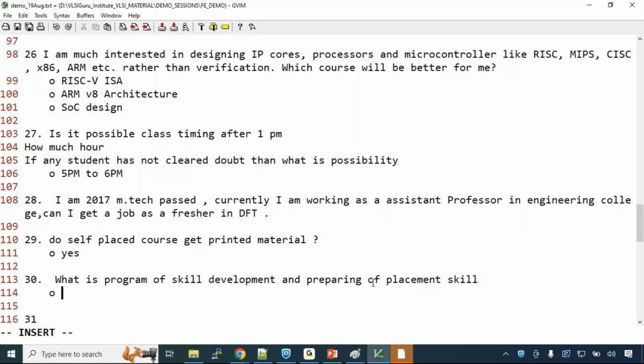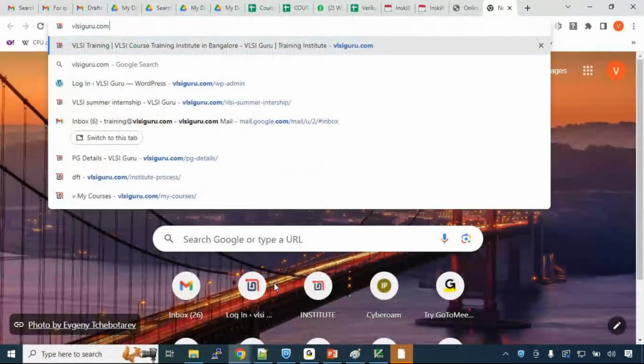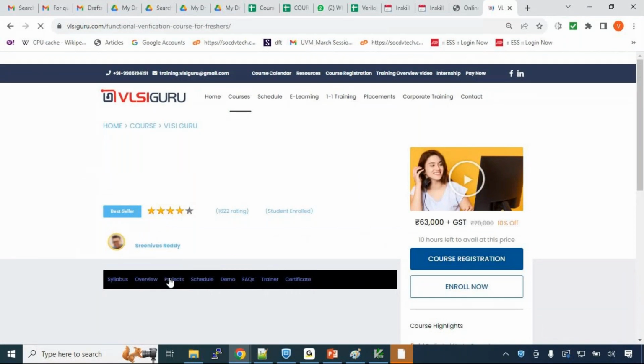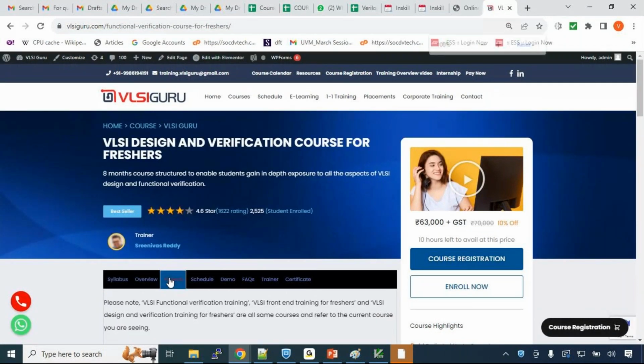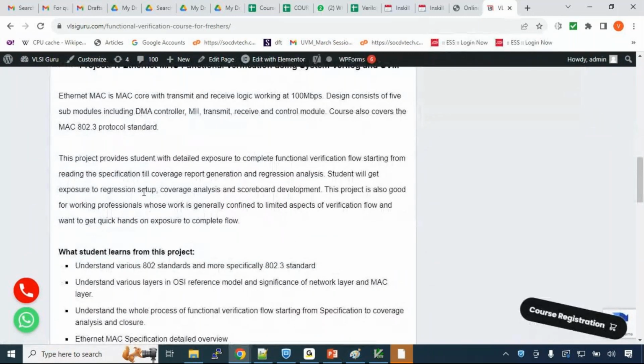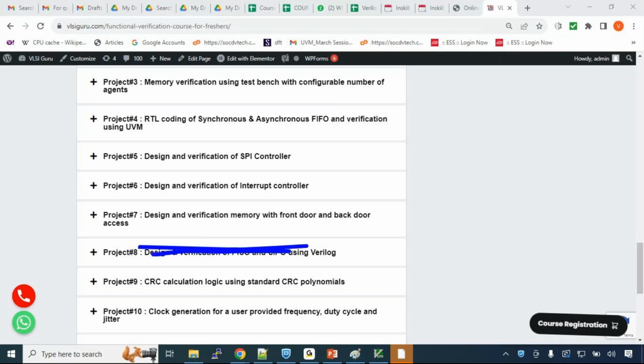See, for example, in our website itself, we have given the project details. You go to the projects, you get the explanation here itself. Every project you see here, we do in the course. The only thing that recently we have been skipping is this one. Because it was getting too heavy for a student to handle so many things, we started skipping this one. Otherwise, everything else we do.